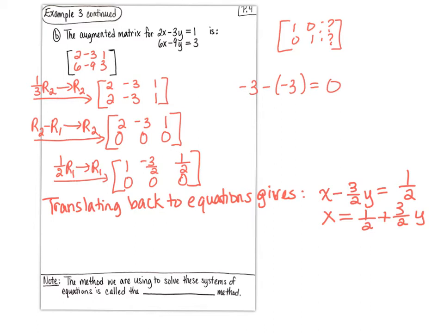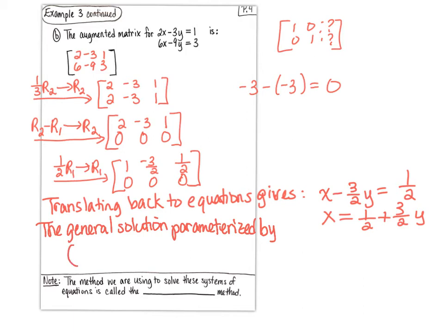So what we would do for this is parameterize. So the general solution parameterized by what variable? y. So the general solution parameterized by y is 1/2 plus 3/2 y, comma y. Okay, so this would be our final answer, which agrees with what we did in example 2, part B.